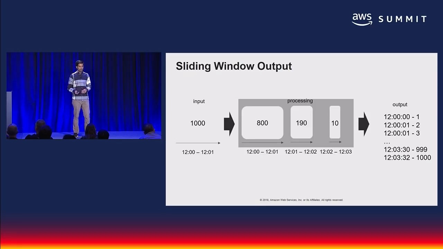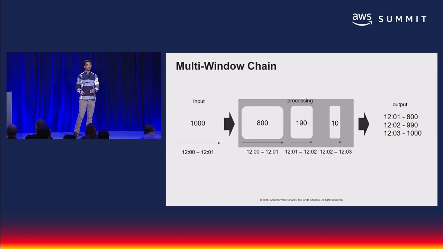And so what we really wanted to do is use a multi-window chain approach. We wanted to combine the cardinality reduction feature of a tumbling window with the summation feature of a sliding window and produce something like this. At 12:01, it produces 800 records. At 12:02, it produces 990. And then at 12:03, it produces 1,000 records. And so that's manageable. It's a small enough data stream, the last value is the correct value, and it's not a lot of data. So that's what we want.